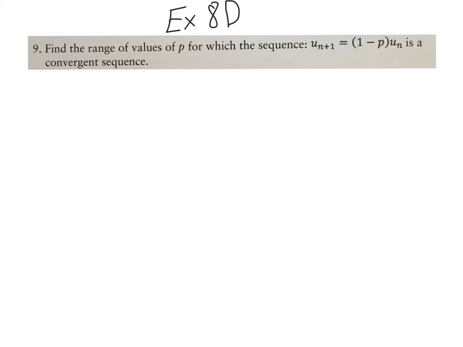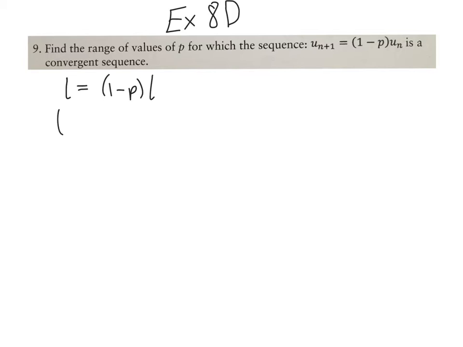We have to find the range of values of p for which that sequence is a convergent sequence, so one that tends to a certain value. Okay. Now, if a limit exists, you could say then that the next term L is equal to 1 minus p multiplied by the current term, which would also be L, because if you keep going on to infinity, the previous term and the next term would be the same pretty much.